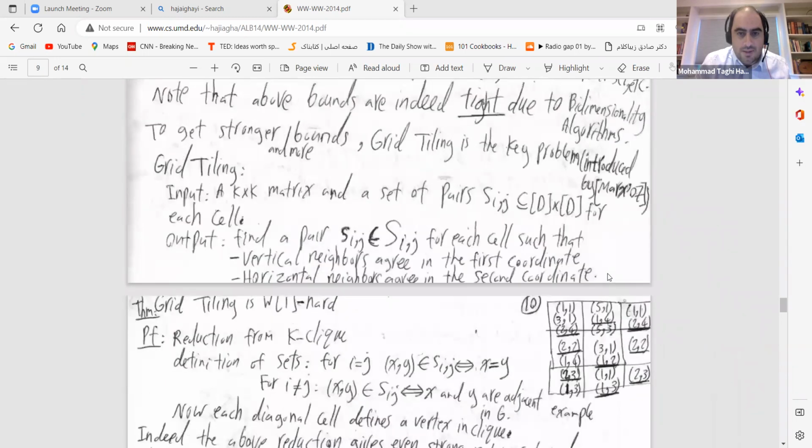So let me define another interesting problem here. This is also a kind of problem that people use a lot to get hardness, especially for planar graphs. So I just defined the problem. Okay, so this problem is called grid tiling.